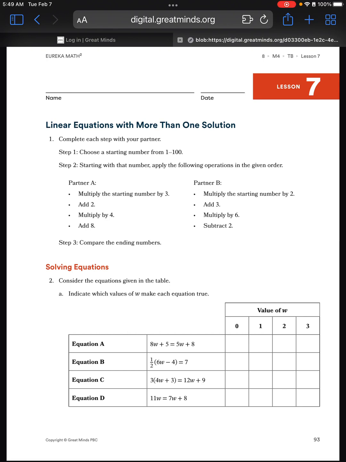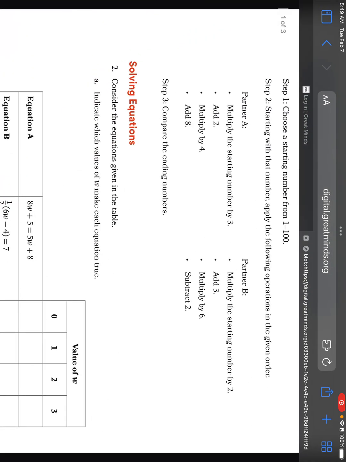All right, I was hoping I can turn the iPad and zoom. There we go. Zoom in a little bit better so we can just see the bottom here.